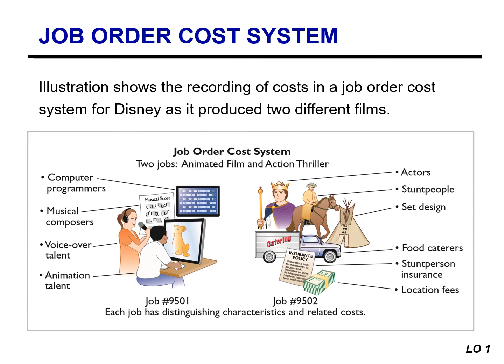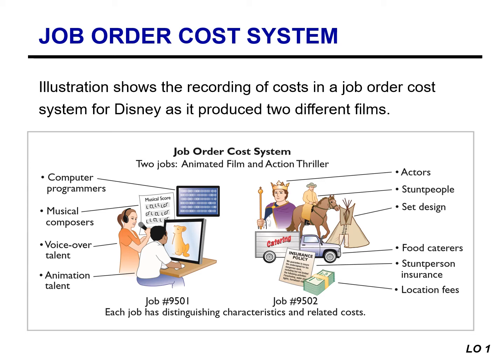This slide illustrates the recording of cost in a job order cost system for Disney as it produces two different films, an animated film, which is Job 9501, and an action thriller, which is Job 9502. Let's take a look at Job 9501. Again, as Disney is making this movie, it's going to incur cost. The costs will be the computer programmers, the musical composers, the voiceover, as well as the animation talent. As they incur those costs, they are going to assign or allocate them to Job 9501.